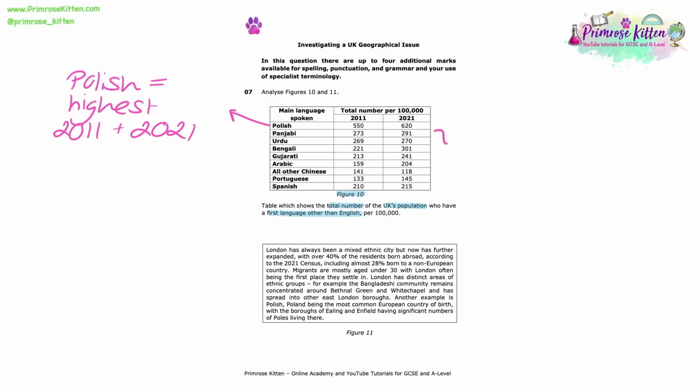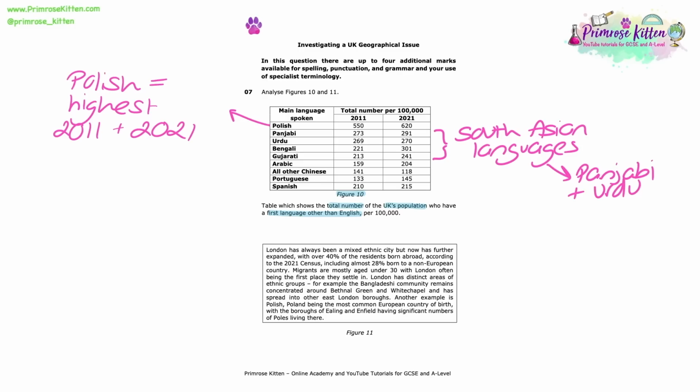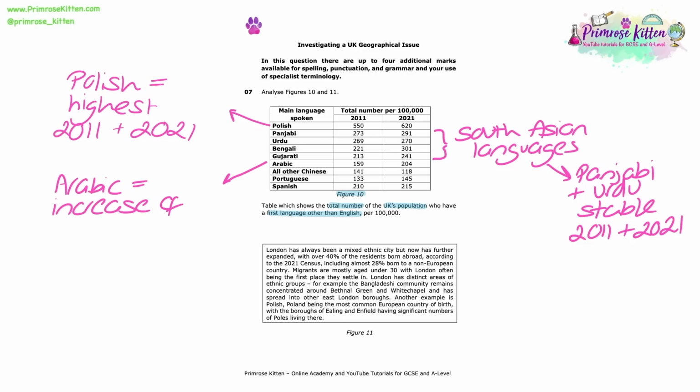A second point to note relates to the collection of languages originating in South Asia: Punjabi, Urdu, Bengali and Gujarati, the figures for which are fairly stable between 2011 and 2021, with not much change. Arabic, on the other hand, has seen a considerable increase, with 28% more people speaking it as their first language in 2021 compared to 2011.